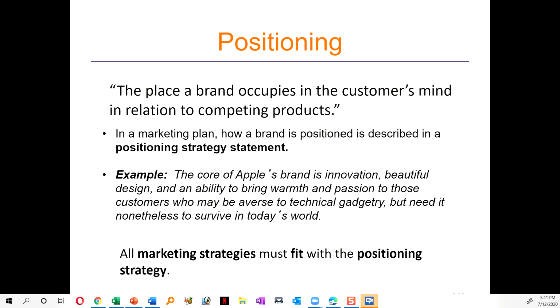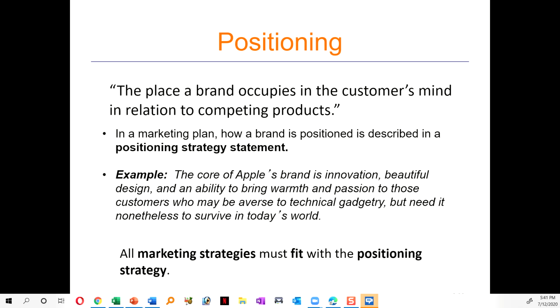So this is bias, certainly, but again, this is marketing and this is target marketing. And there's also positioning, which is a place a brand occupies in the customer's mind in relation to competing products. So once a target market has been identified and a product developed to meet the needs of the target, the next step is to position the product.